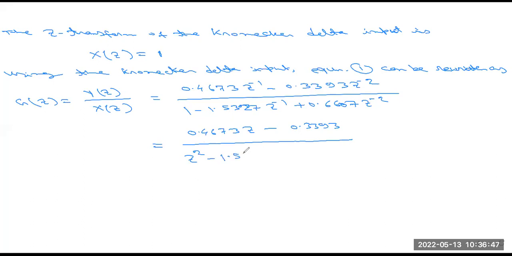So Z square minus 1.5327, this is also Z because it is to the power minus 1, plus this is minus 2, that means only 0.6607. Okay, so we have to only change the power of the inverse term. So equation number 2. So now we have to apply the MATLAB functions.